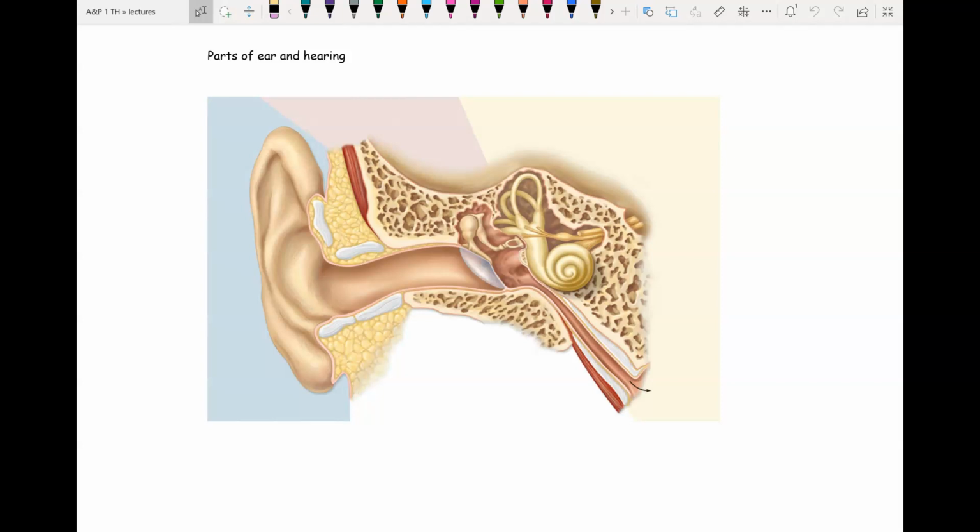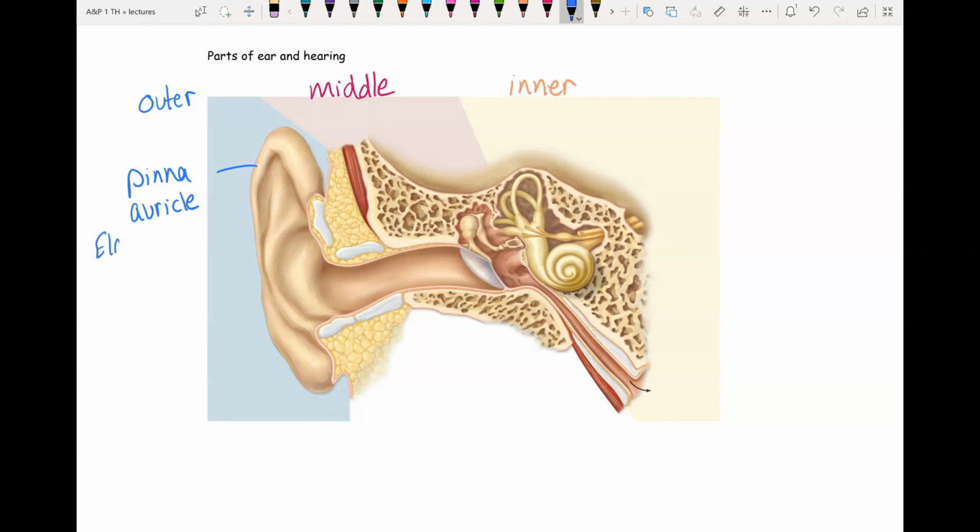Now that you know all about the eyes, let's move on to the ear. We'll begin with the parts of the ear. The ear is divided into 3 areas: the outer, middle, and inner. The outer ear has the pinna, also called the auricle.